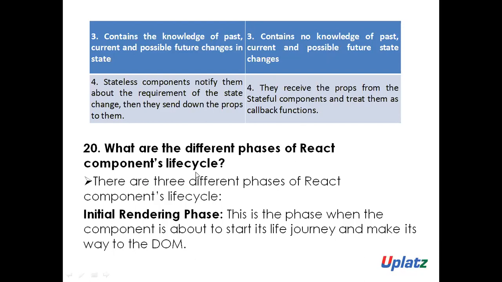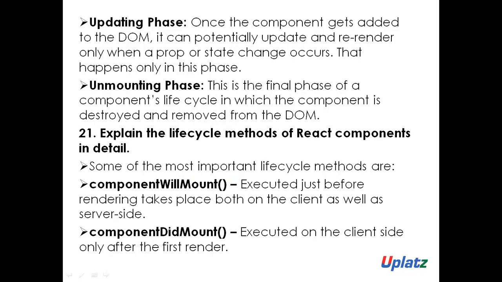What are the different phases of React component lifecycle? We have three different phases. First, initial rendering. This is the phase when the component is about to start its life journey and make its way to the DOM. Next is the updating phase. Once the component gets added to the DOM, it potentially updates and re-renders only when props or state changes occur. That happens in this phase. Unmounting is the final phase of the component's life cycle, in which it is destroyed and removed from the DOM.